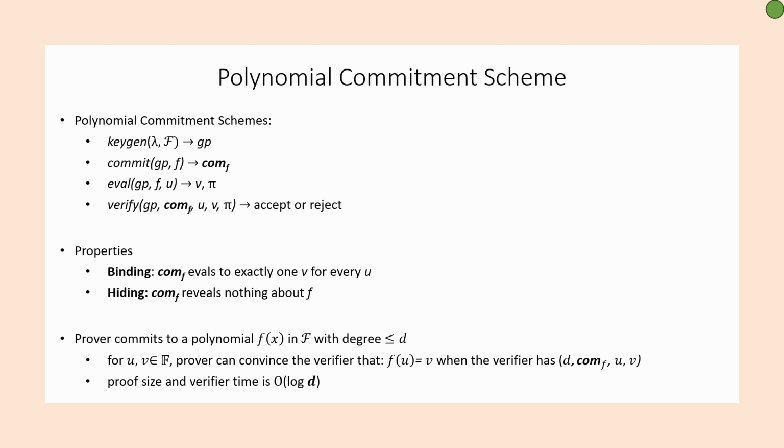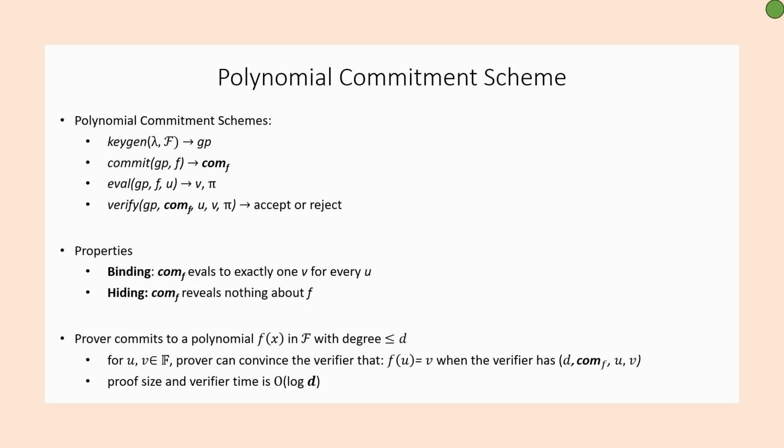Next is the commit function, which takes the global parameters and a single function in f and produces a commitment to that function. The third is eval, which is run by the prover and takes a function f and an input u, and produces v and a proof pi. And finally, verify, which is run by the verifier, and this takes the commitment to f, u, v, and pi, and will either accept or reject. Note that we can hide the input u from the verifier and make this zero knowledge by using the techniques previously described.